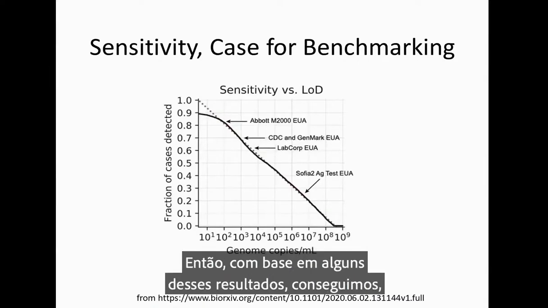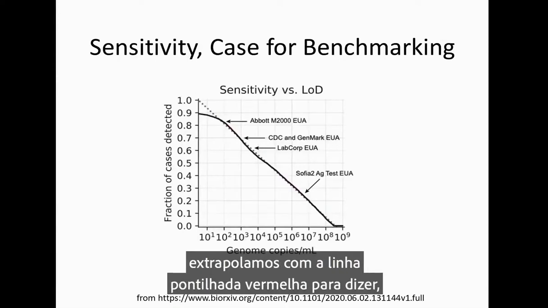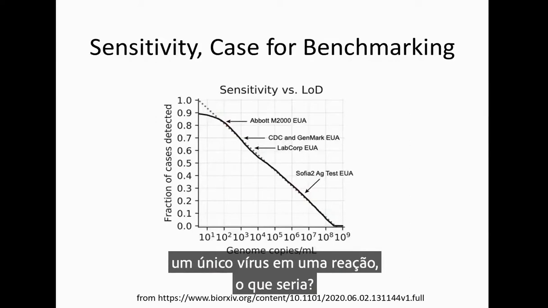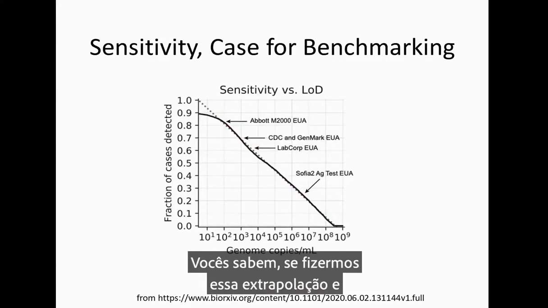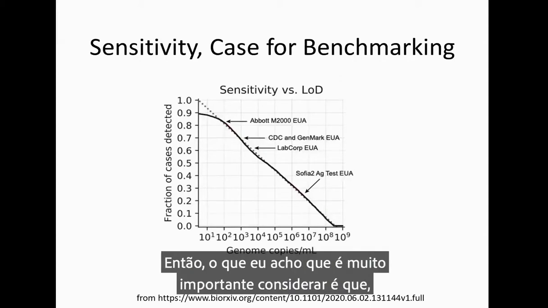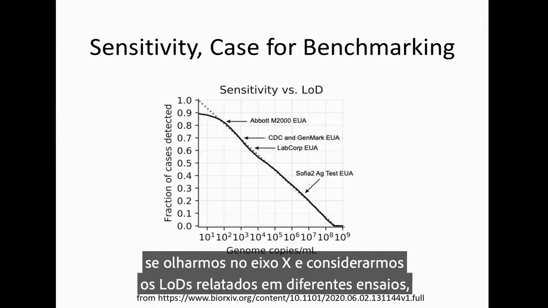Based upon these results, we extrapolated with a red dotted line to say, if we could detect consistently basically a single virus in a reaction, what would that be? If we made that extrapolation and considered that ideal detection of 100%, then the Abbott assay would detect about 90% of those patients.